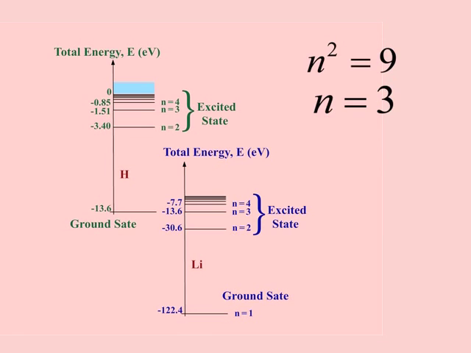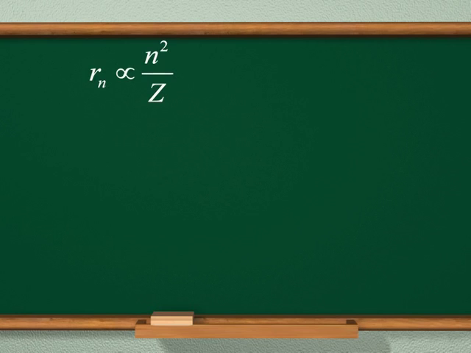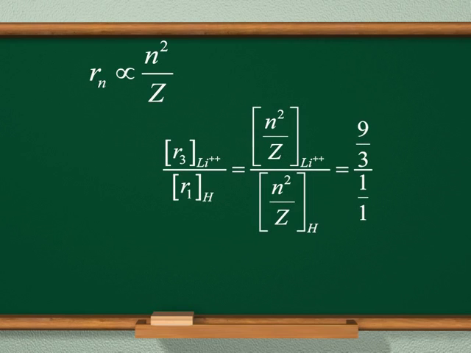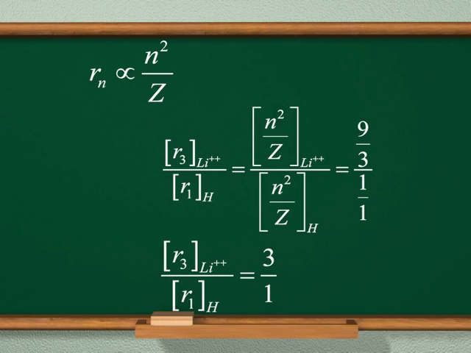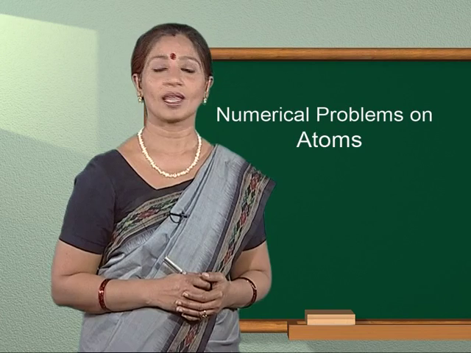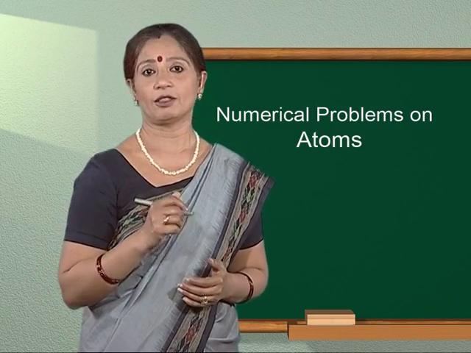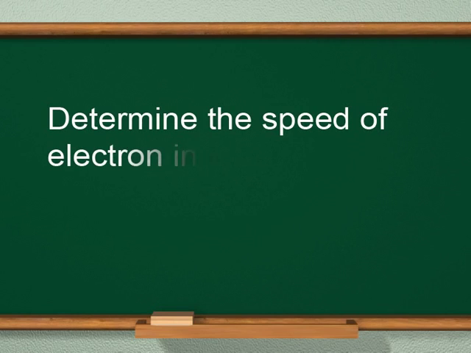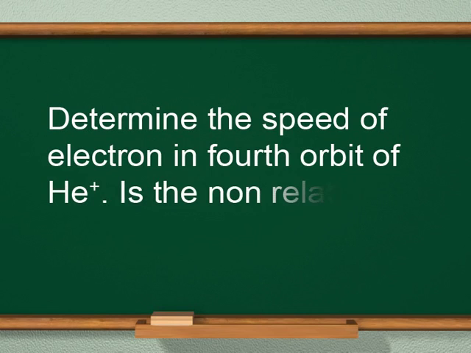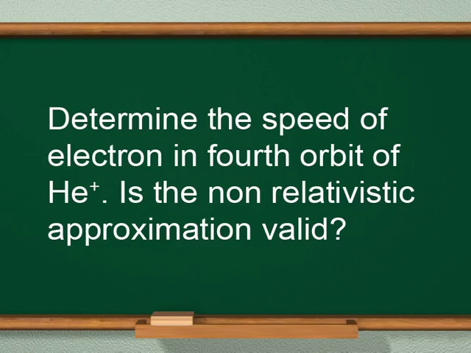Furthermore, radius of nth orbit, Rn, is proportional to n square by Z. Therefore, the ratio of the radius of the third orbit of lithium and the first orbit of hydrogen is 3:1. Let us try one more problem on Bohr's model. In this problem, you have to determine the speed of electron in fourth orbit of helium plus. Is the non-relativistic approximation valid?